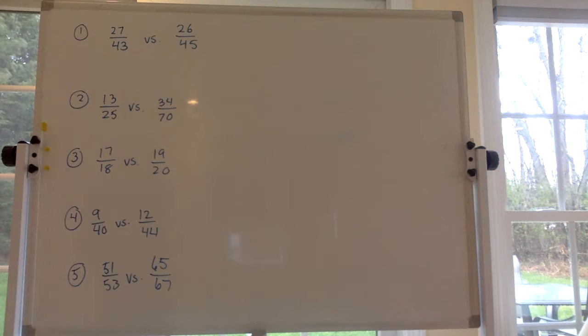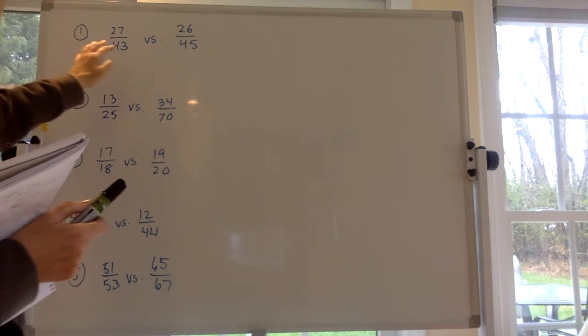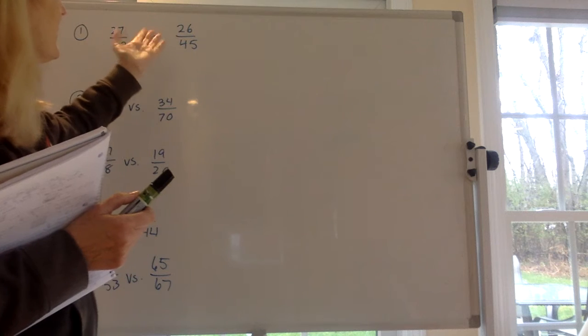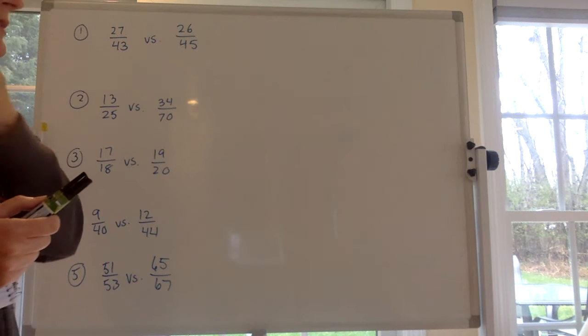Hi everybody, in this video we're going to talk about comparing fractions. We're going to try to figure out which fraction is bigger. If they throw a couple fractions at you, say which one's bigger, and you can't use your calculator. Because I know your first instinct is do 27 divided by 43 on your calculator, do 26 divided by 45 on your calculator, whichever number's bigger is the bigger fraction.